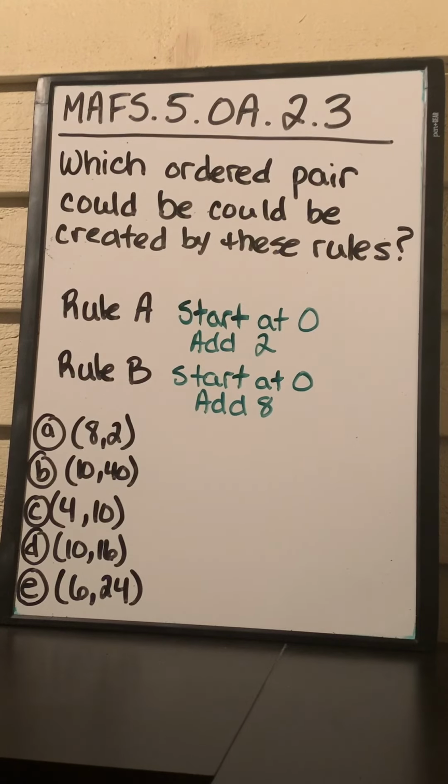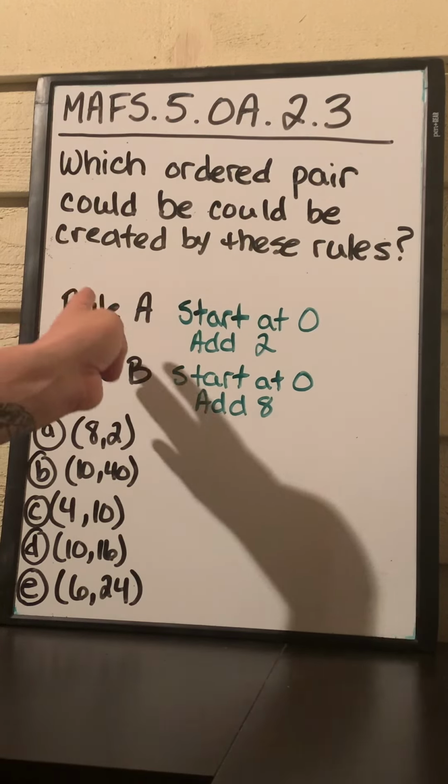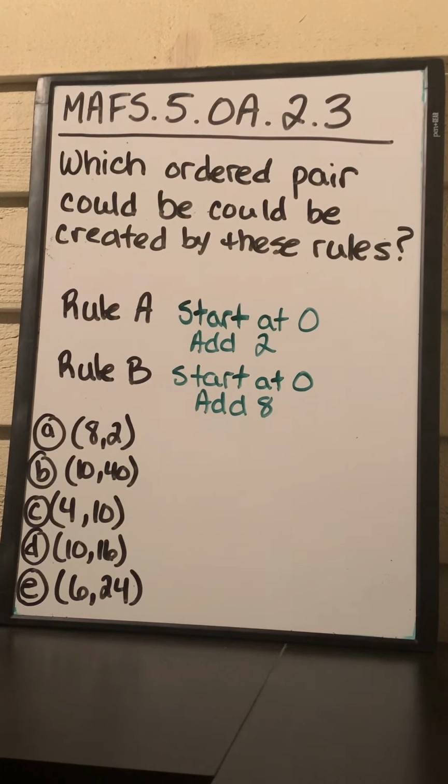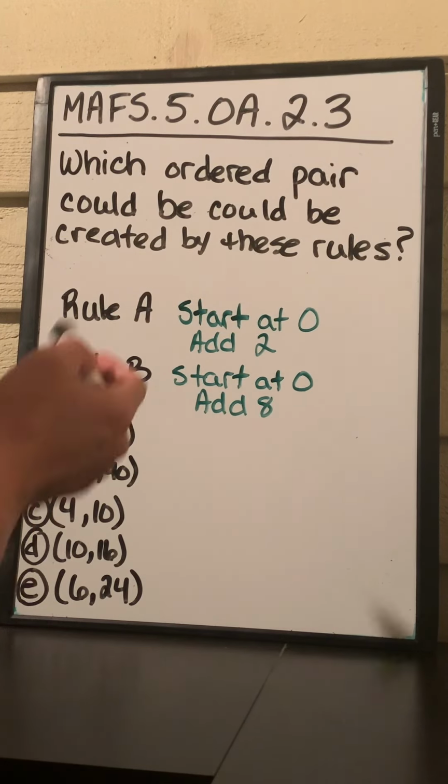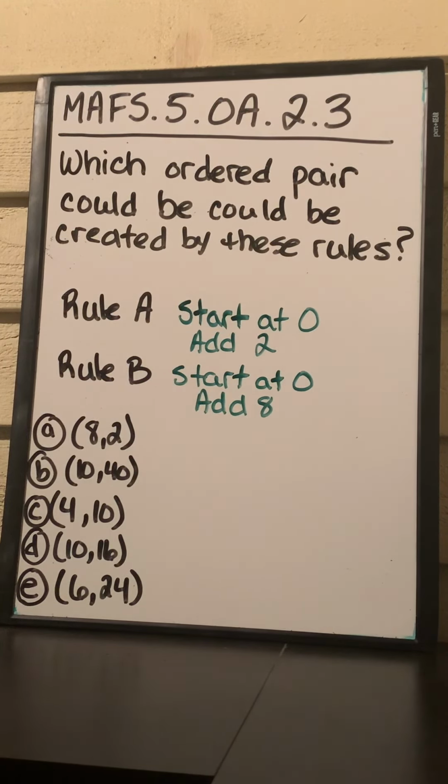Now my fourth and final example is going to be which ordered pair could be created by these rules. So right here we're giving two rules, rule A and rule B. And it says which ordered pair could be created. So we need to create some ordered pairs.